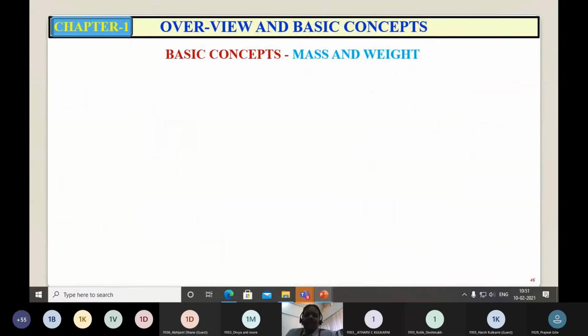Now coming to the most basic thing, mass and weight. Anybody? Can you tell me what is the difference between mass and weight?